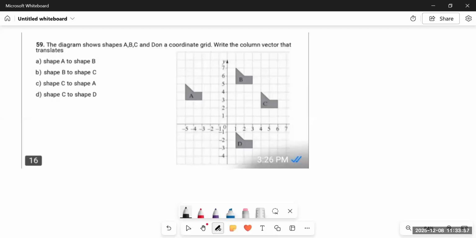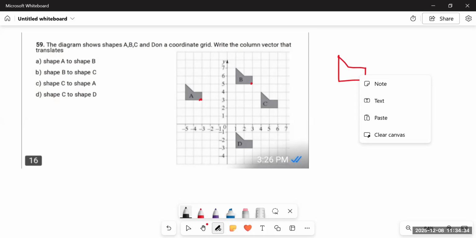Now, in question number 59, we have to do the reverse of it. We are provided with the shapes and translations, and we have to figure out the column vectors. For the first one, we have to go from shape A to shape B. So first we will move to the right here. Let's mark the corresponding points. These are the two corresponding points of A and B. That is, when we keep the shapes together, this point will correspond to the other, one on the other.